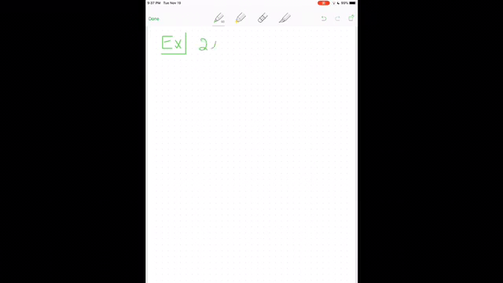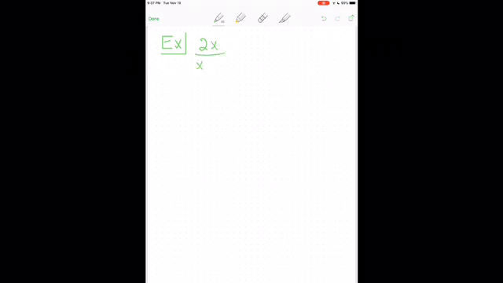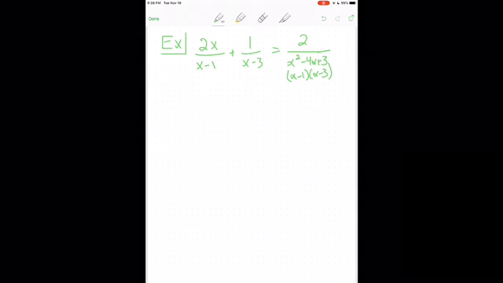So in this next equation, we have 2x over x minus 1 plus 1 over x minus 3 equals 2 over x squared minus 4x plus 3. An important thing to note here is that x squared minus 4x plus 3 factors to x minus 1 times x minus 3. Look at what my denominators are: x minus 1, x minus 3, and then x minus 1 times x minus 3. We want every term to have the same common denominator.